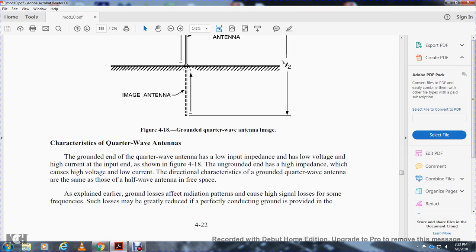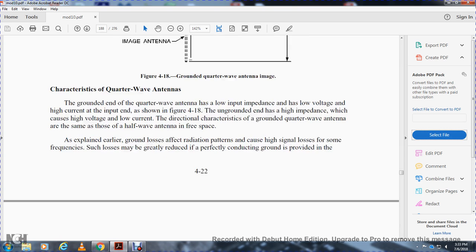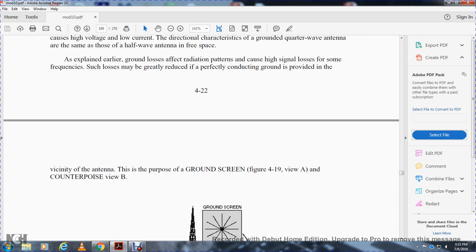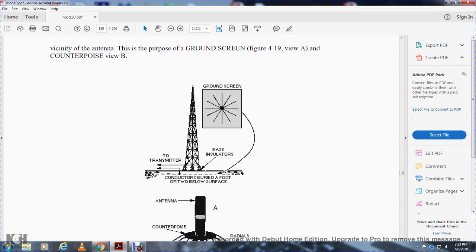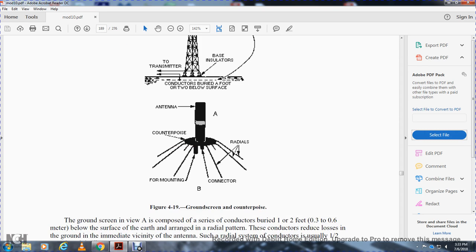Such losses may be greatly reduced if a pattern of conductors connected with the ground is provided in the vicinity of the antenna, such as the ground screen in figure 419 view A, or the counterpoise in view B. The two transmitter conductors are buried a foot or two below the surface of the ground as a ground screen. Ground screen and counterpoise, antenna counterpoise, mounting connector and radials.